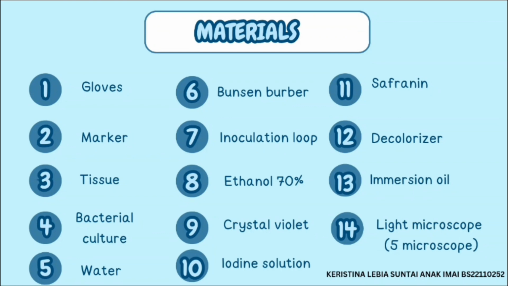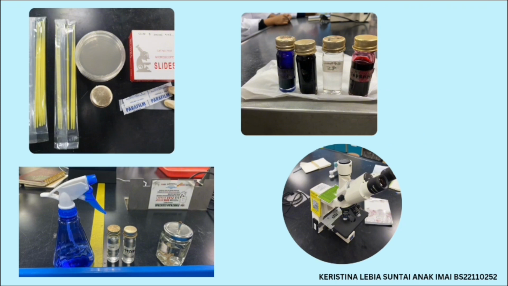The materials for gram staining we use are gloves, marker, tissue, bacteria culture, water, Bunsen burner, inoculating loop, ethanol 70%, crystal violet, iodine solution, safranin, decolorizer, emulsion oil, and a light microscope. And this slide is the picture of the materials.